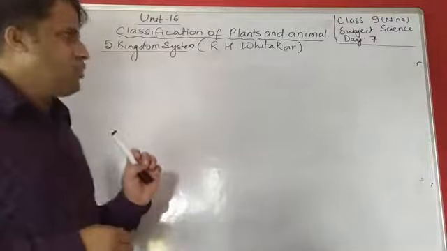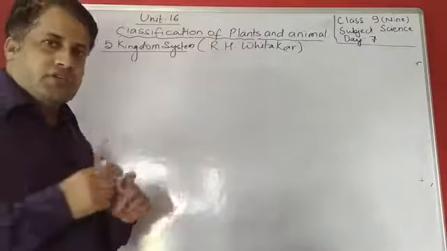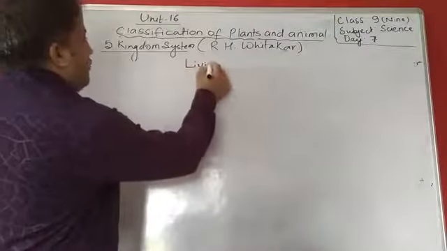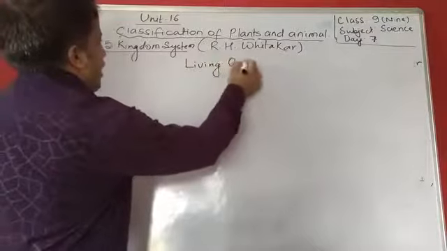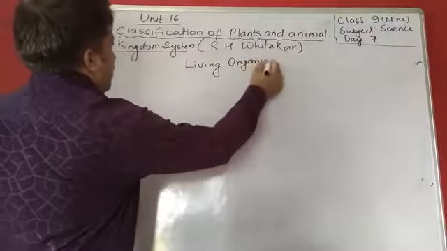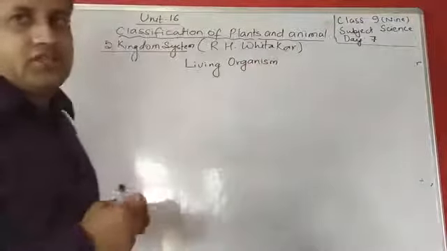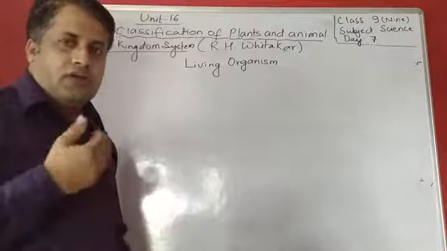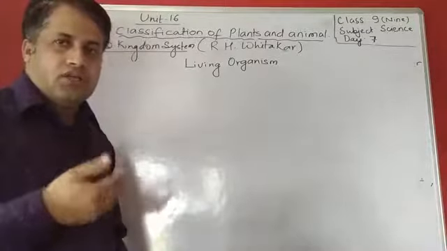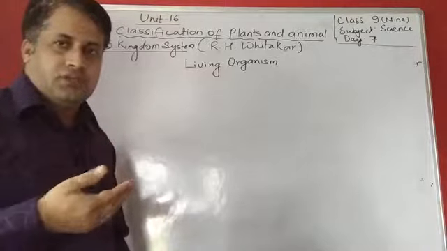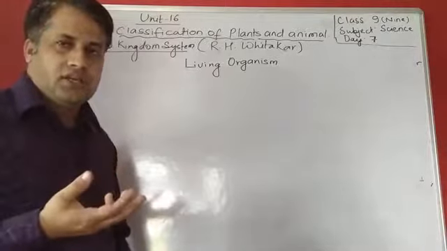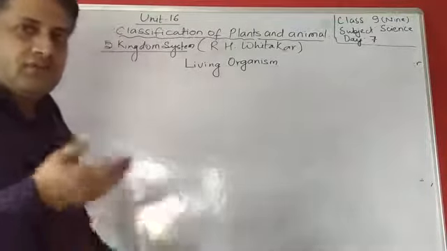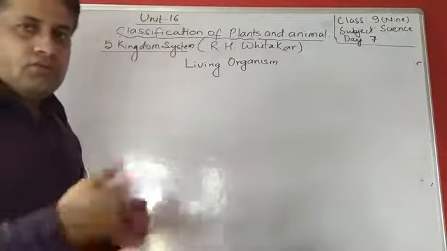by R.H. Whittaker. Okay, so Whittaker classified the living organisms on the basis of organic evolution, as we have discussed earlier, and we know that organic evolution is the gradual and orderly change of an organism from simple organism to complex. From prokaryotic organisms, slowly they developed into complex organisms like animals or human beings. Okay, so he classified from the prokaryotic to the higher ones.